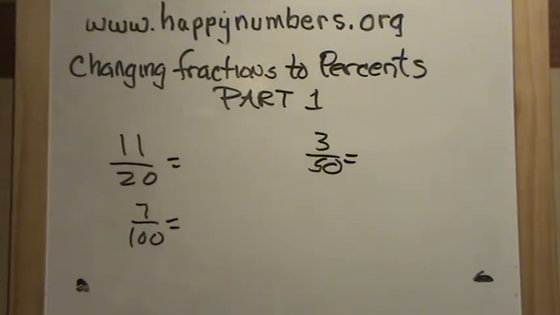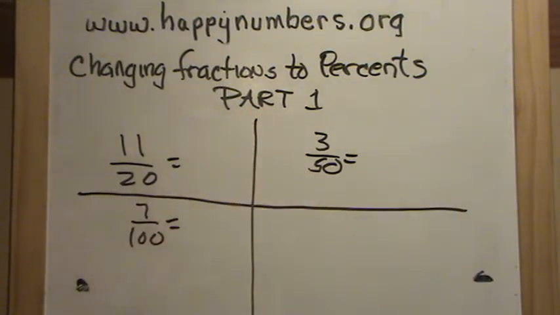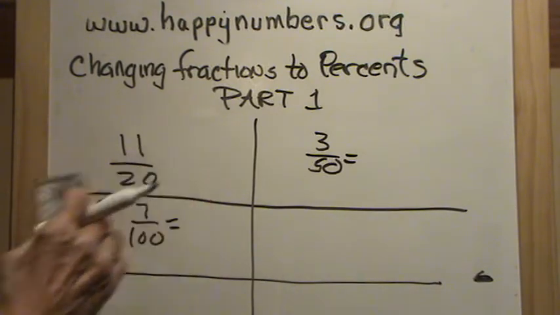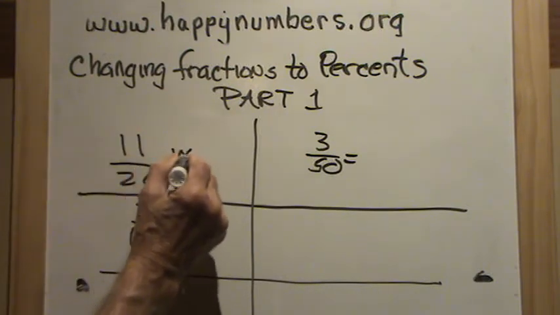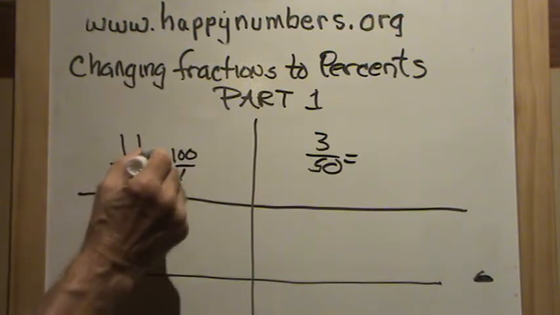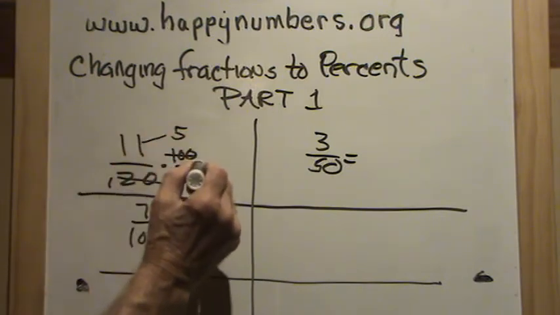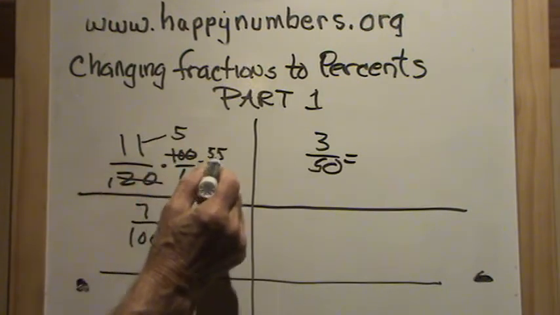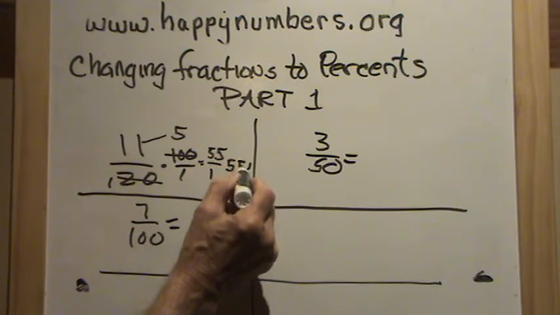Well, good. Let's see how you did. I'm just going to box these off so we won't get confused. Let's take this one first. 20 goes evenly into 100, so we can multiply by 100. 20 goes into 20 one time. 20 goes into 100 5 times. Now we multiply. 11 times 5 is 55. 1 times 1 is 1, so we have 55, and we use our percent sign.